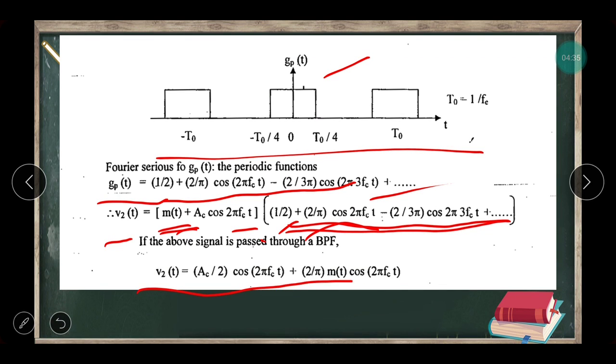So you will get this final expression: v2 equals Ac/2 cos 2 pi fc t plus 2/pi m(t) cos 2 pi fc t, which is an AM signal, similar to the standard equation of an amplitude modulated signal, which was Ac cos 2 pi fc t plus Ac ka m(t) cos 2 pi fc t. Okay, I hope you learned what a switching modulator is and how you can generate the amplitude modulated signal through it. Okay, thank you.